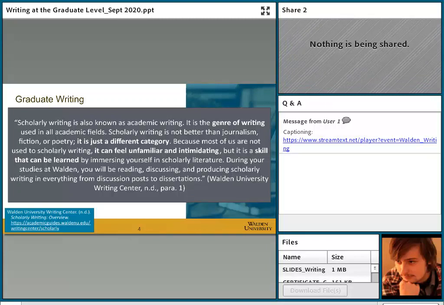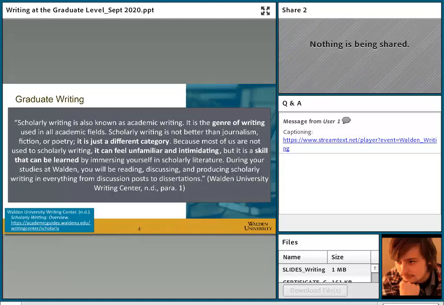So a couple important bits that I'd like to pick out here to talk about. One, this is something that you're going to be doing throughout your program, from the discussion posts all the way up to larger capstone projects like a dissertation that you're going to be working on. So some of the elements of scholarly writing that we're going to be discussing here today can be applied to every writing project that you're going to be doing, whether it be something a bit more informal like a discussion post or something really formal like a dissertation. So that's just one thing I wanted to mention here.